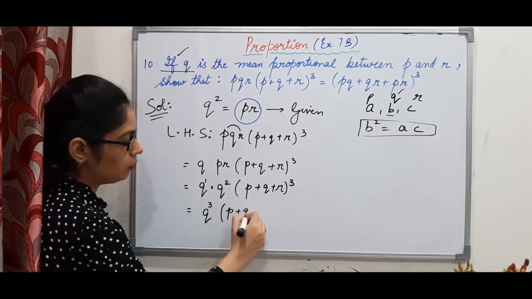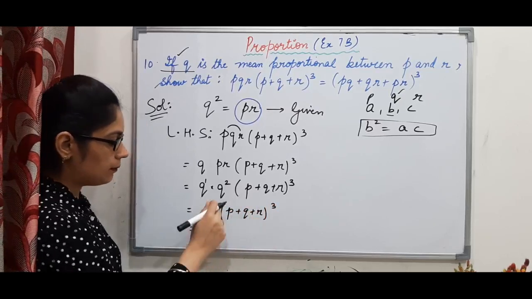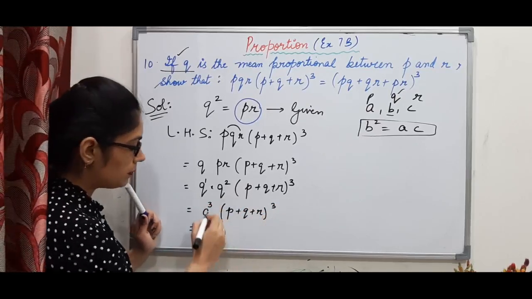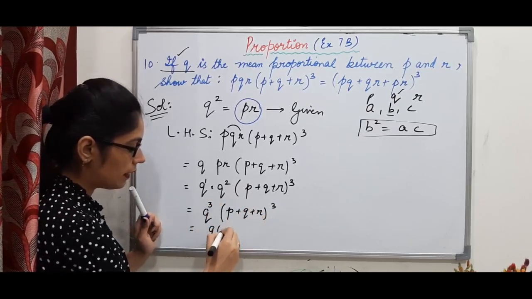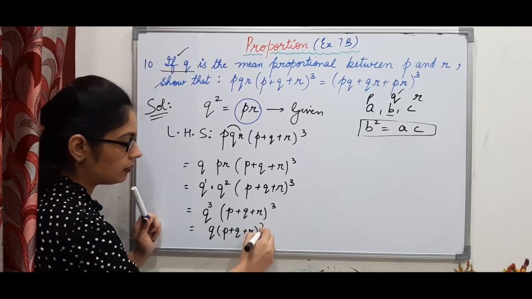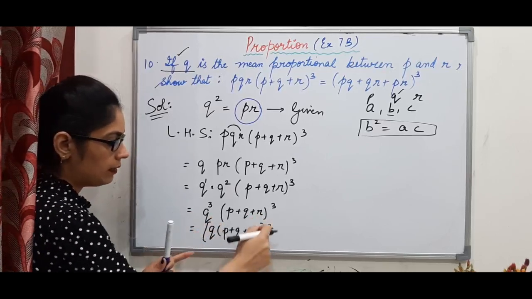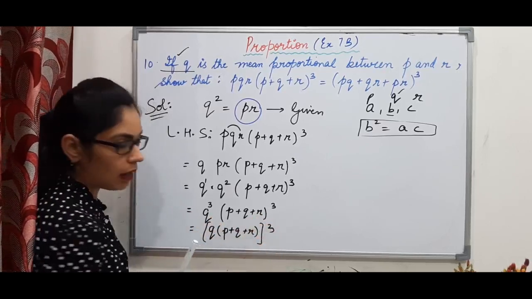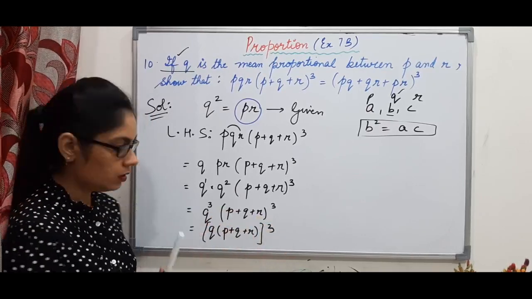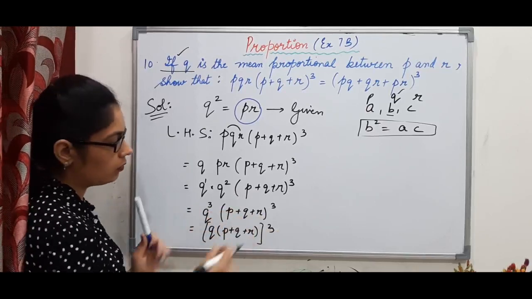P plus Q plus R whole cube. Because with Q also and with this bracket also, cube is the power, 3 is the power, I can just write the power a single time instead of writing it 2 times. If I put the whole bracket and write this power outside the bracket, that means this power is with this also and with this also. See, Q cube into P plus Q plus R whole cube.